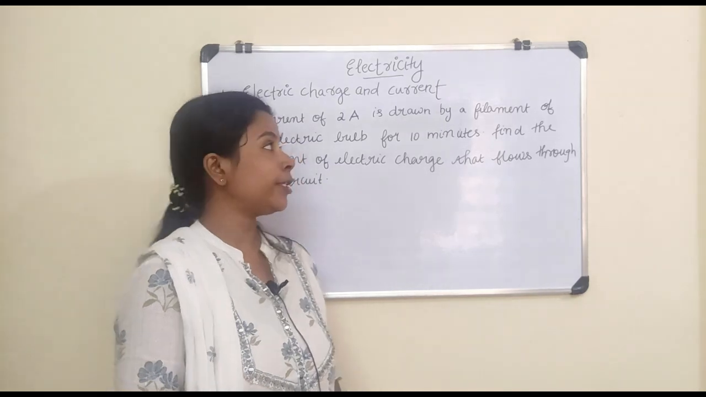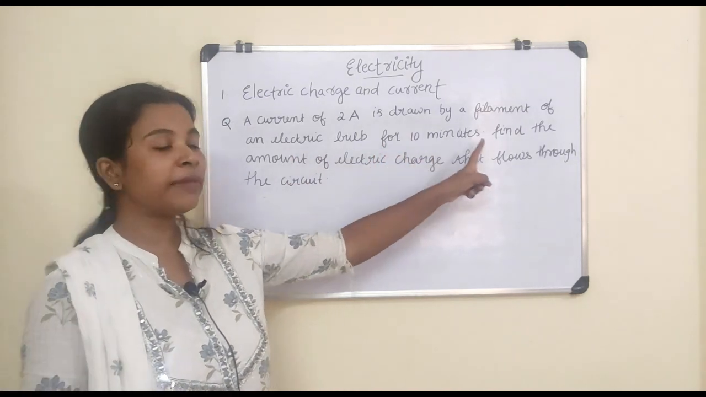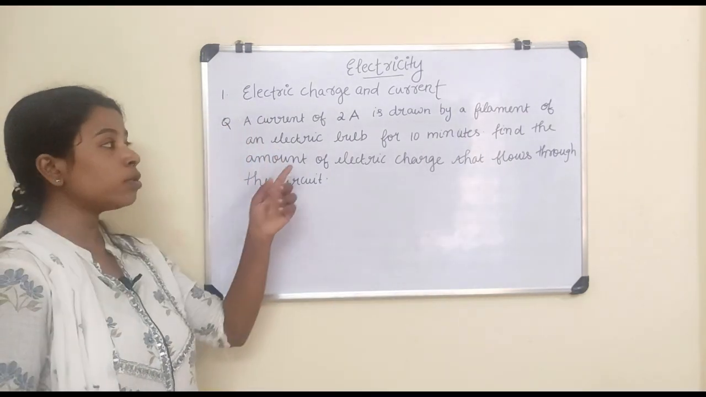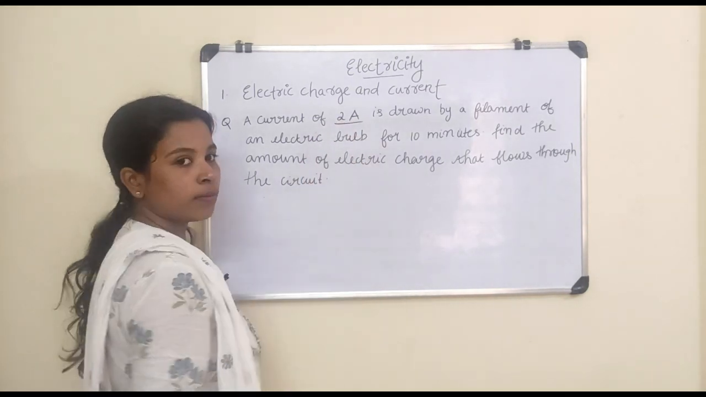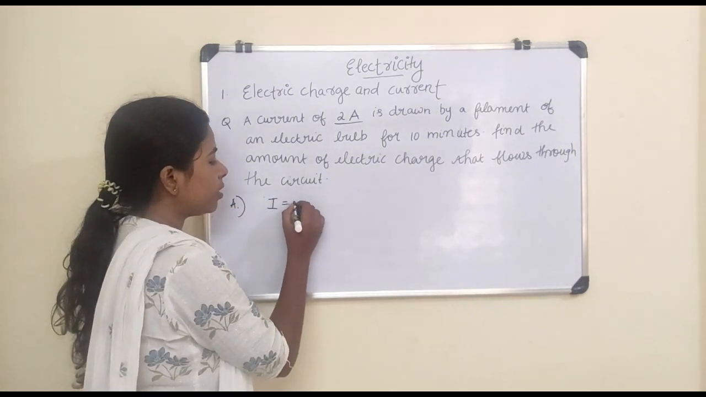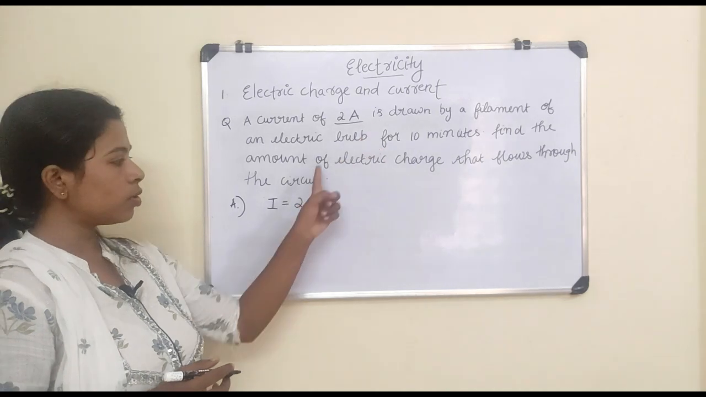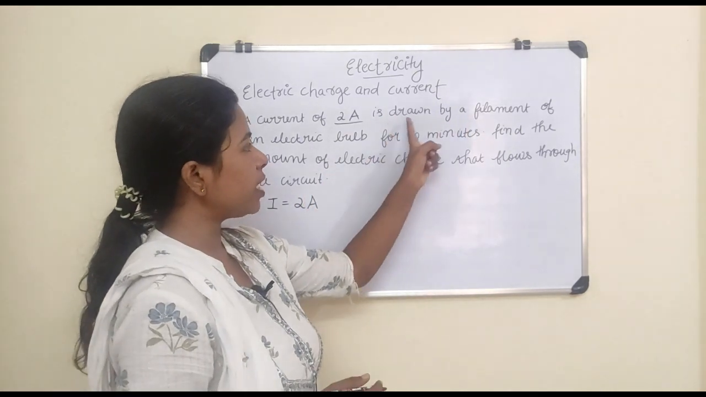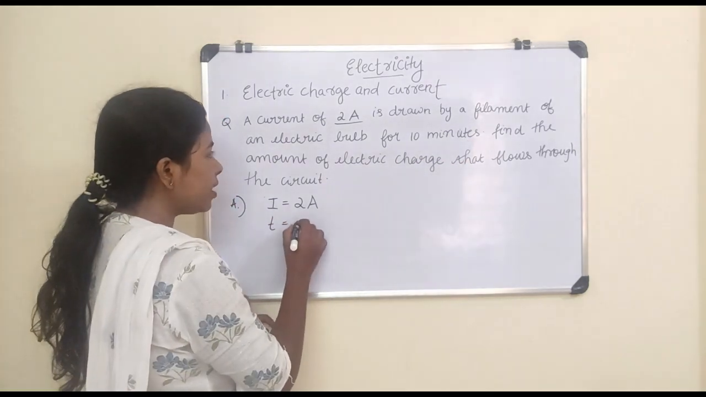Now let's solve a question. A current of 2 ampere is drawn by a filament of an electric bulb for 10 minutes. Find the amount of electric charge that flows through the circuit. So, first identify what parameters are given in the question. Current of 2 ampere. So current I is given, that is 2 ampere. You have to check the units as well. It is ampere, so no need of conversion. Keep ampere as it is. Next, what is the parameter given? Time is given in minutes: 10 minutes.